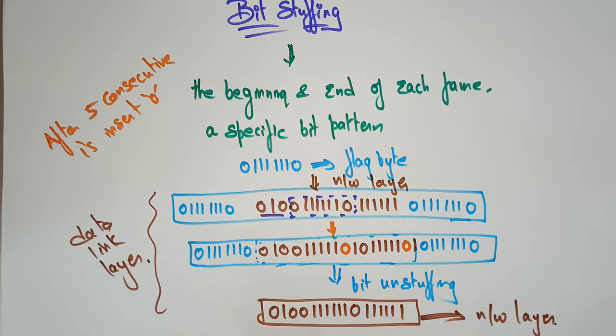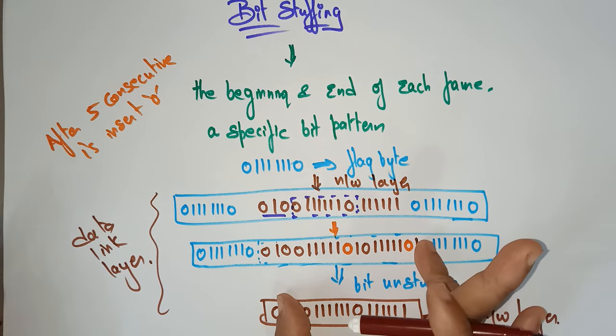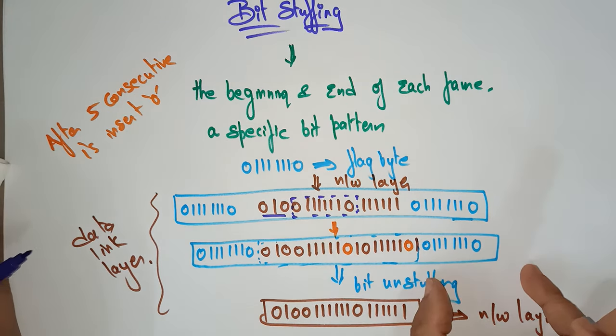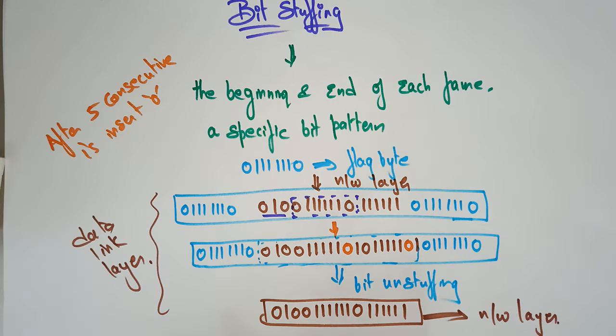I hope you understand, students. While you are transmitting the data, add the flag bytes. If your data contains the bit pattern of the flag byte, insert a 0 bit after 5 consecutive ones. If 6 consecutive ones are there, then after 5 consecutive ones, insert the 0. At the receiver side, bit unstuffing is done, and the original data will be received by the receiver. Thank you.